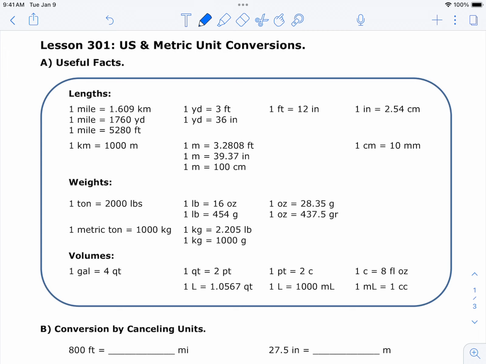Lesson 301, we begin a new unit. It's going to have a lot of areas and volumes and surface areas and stuff, but first we got to make sure we can do our unit conversions really well. So I've got a nice list here of unit conversions.